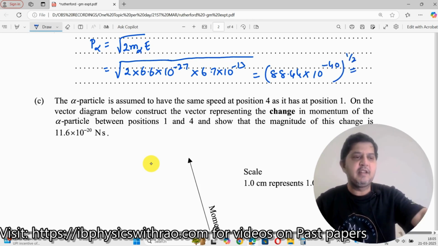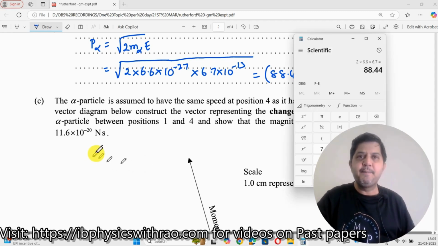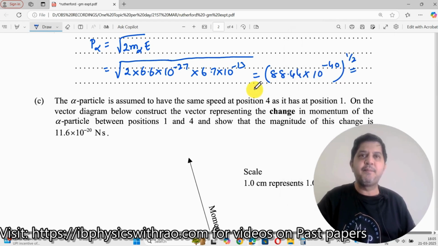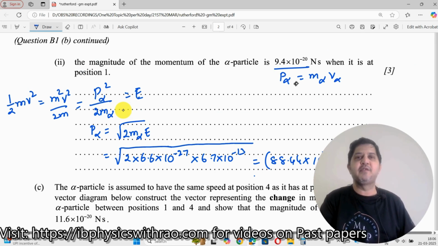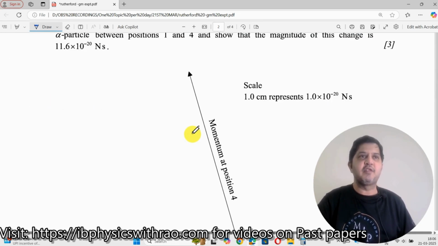Now I would like to take the root of this one. Root of this would now give rise to 9.4. So 9.4 into 10 to the power of minus 20 Newton second. What is the answer? 9.4 into 10 to the power of minus 20 Newton second. Right? So we got the correct answer. Okay, let us move on to the next one.